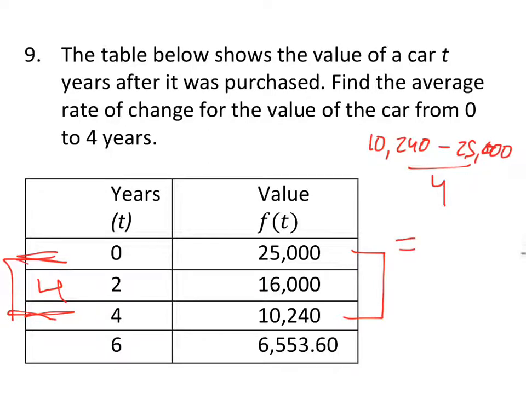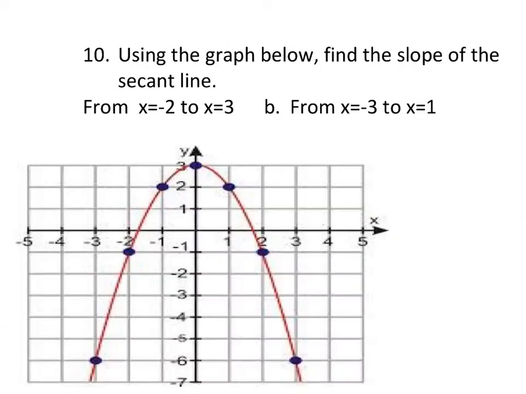And then divide that all by 4, you'll get your average rate of change, which will give you, when you subtract the top, negative 14,760. When you divide by 4, it reduces down to being negative 3,690.